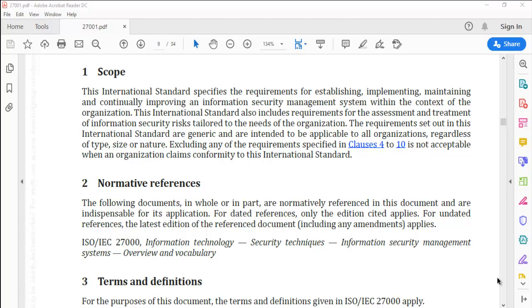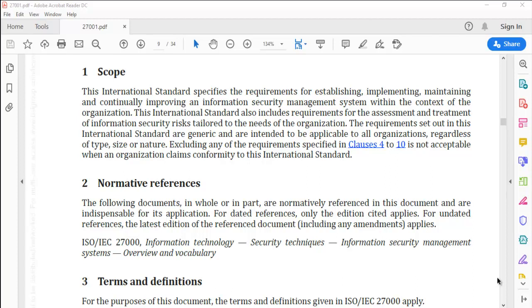And any exclusion from clause number 4 to clause number 10 is not acceptable if you are looking at showcasing conformity to the international standard. That is, if you are in the pursuit of implementing and getting certified for ISO 27001 as an organization. So all the mandates as mentioned in clause number 4 through to clause number 10 must be implemented within the organization. That is what clause number 1 is telling us.